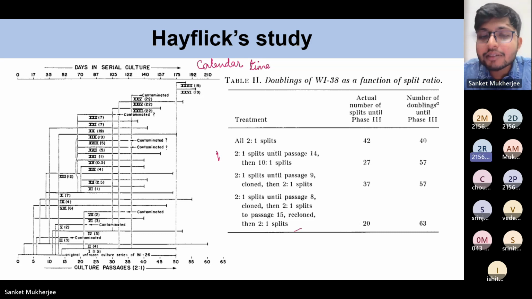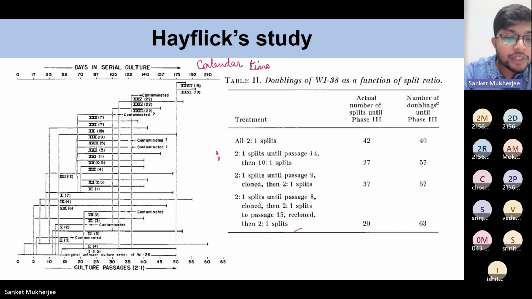Number of population doublings. That is exactly Hayflick's theory. So that is what he studied. He took a cell line, he cultured them serially, I mean, he subcultured them and he saw how long he could actually keep them alive. So if you see this graph, on the y-axis on the left hand side, till 50 passages, he could make the cells survive.